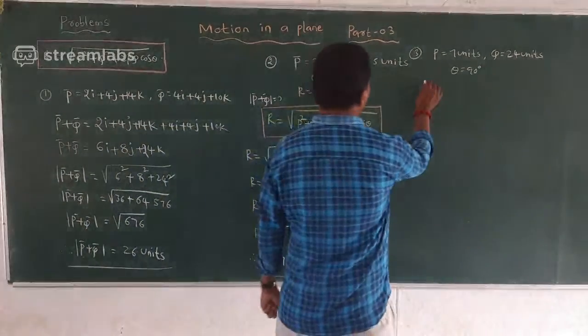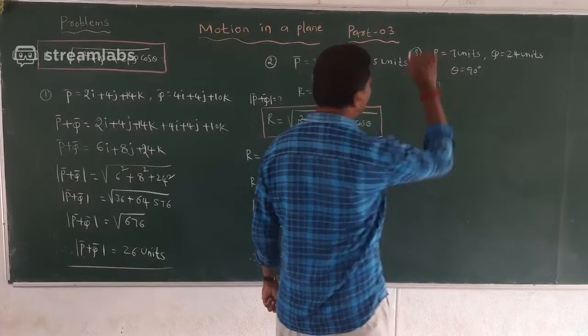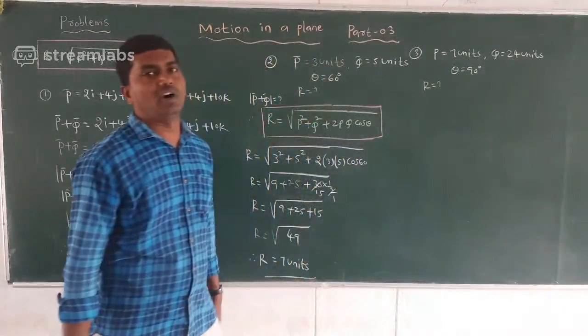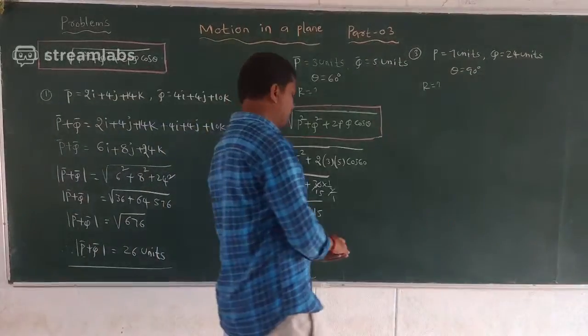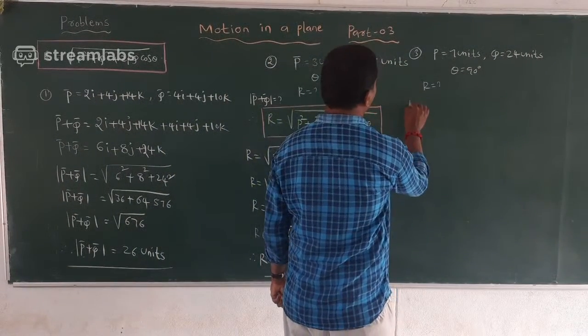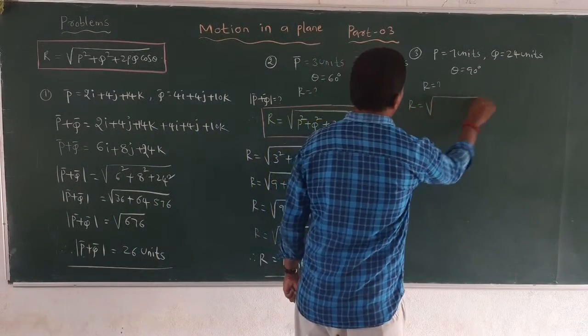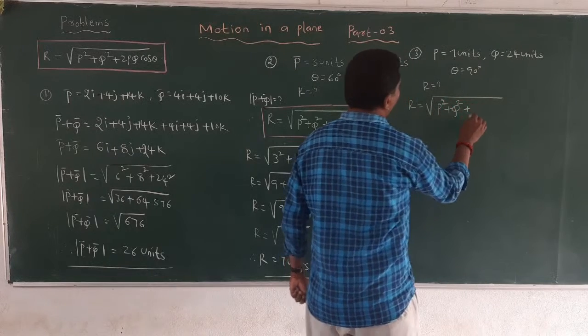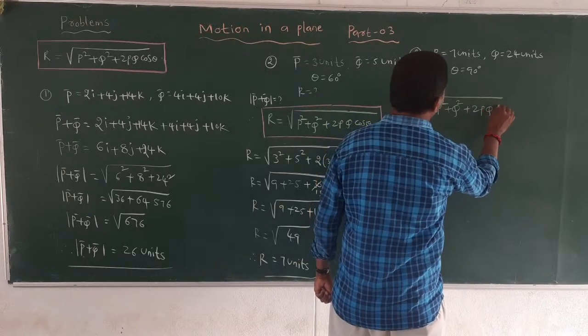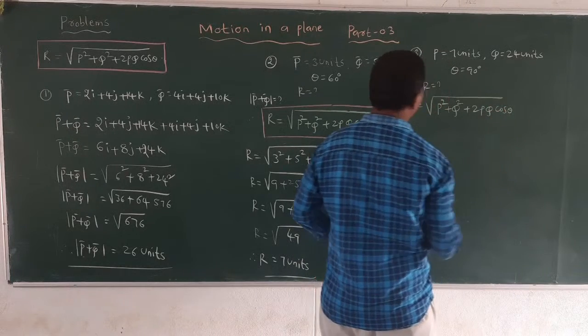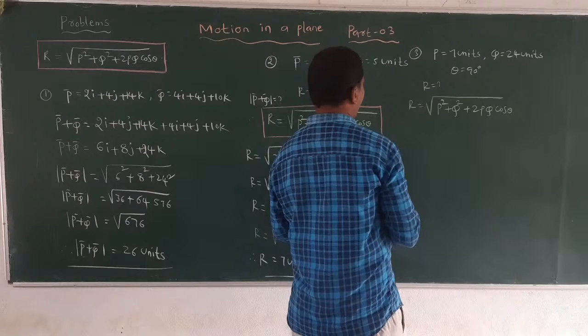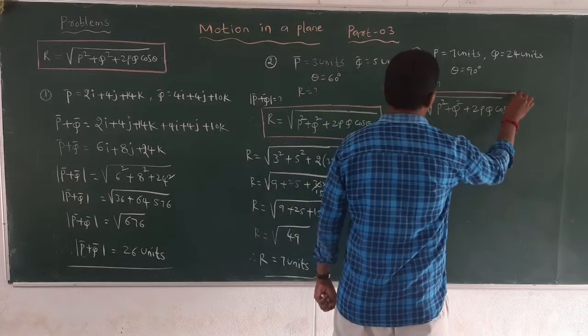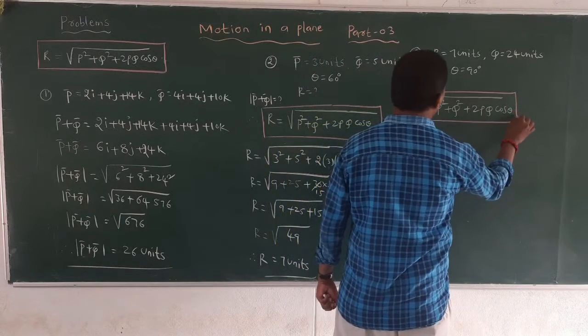So we can calculate the r value. So r is equal to how much? The well-known equation: r is equal to under root of p square plus q square plus 2pq cos theta. So this is the r value. Now we can substitute the above values in this equation.